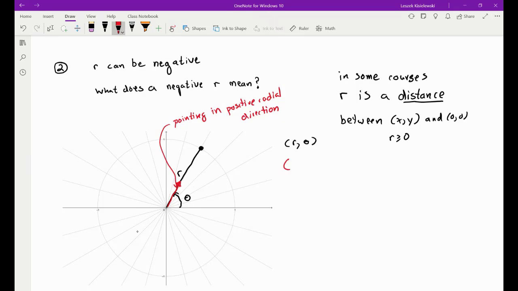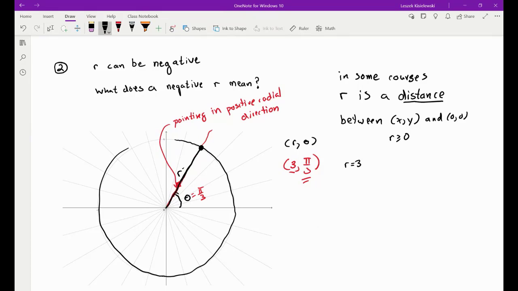So for example, if theta is pi over 3, then we know that positive radial direction is in the first quadrant. And then the r value tells me how far out I would go, because if r is positive here, it would tell me that I would need to go 3 units away from the origin, right? So we would end up on a circle of radius 3, in the first quadrant.